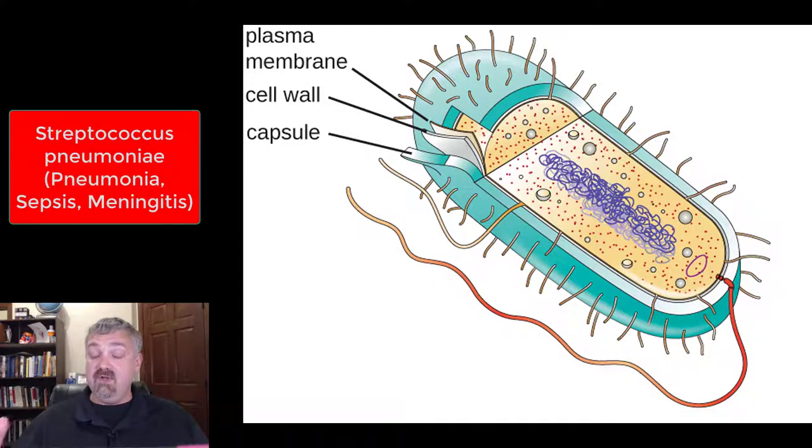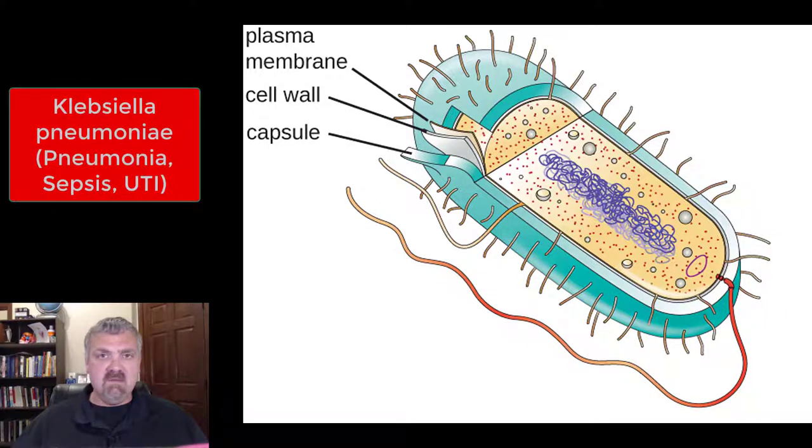Streptococcus pneumoniae: it is known from Frederick Griffith's experiments, which we covered in a separate video, that if a Streptococcus pneumoniae bacterium doesn't have a capsule, it cannot cause pneumonia. It is not a pathogen. If it has a capsule, it can cause pneumonia, sepsis, meningitis. It still kills 1.4 to 1.5 million humans a year. So the capsule is what makes Streptococcus pneumoniae dangerous.